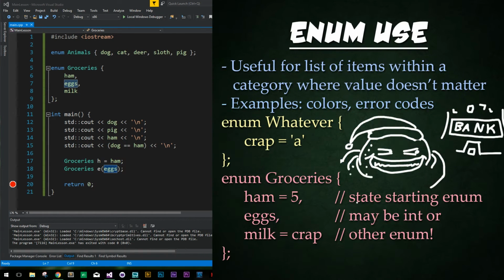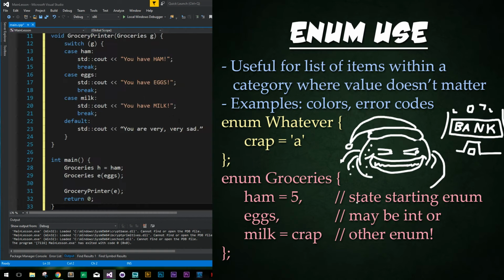All right, so how are enums useful? Anytime you have a list of things within a category, an enum could be useful. For instance, an enum could be used for colors, error codes, or names of your recently deceased enemies, and really could be anything. So let's look at a second, longer example.